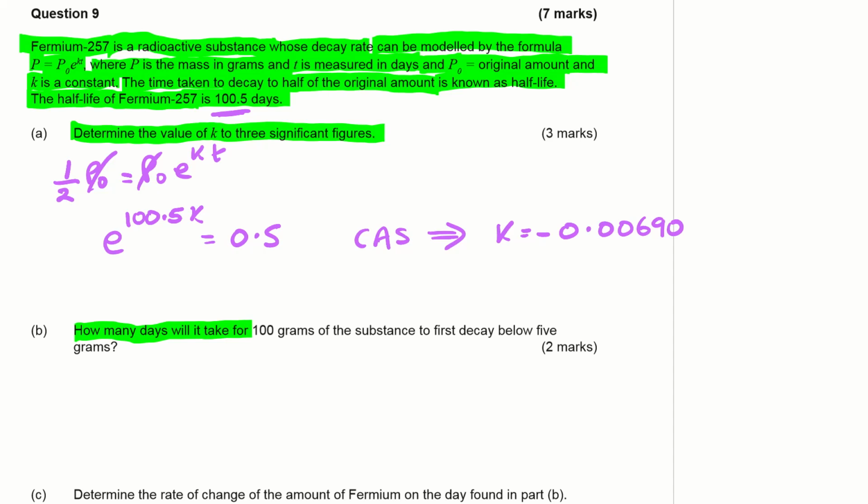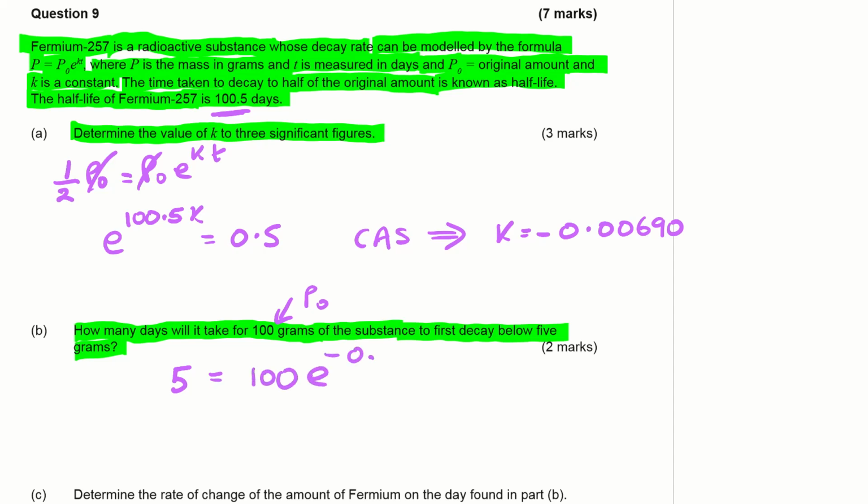How many days will it take for 100 grams of the substance to first decay below 5 grams? So they're giving us a P0 value here. So we're going to have 5 = 100 e^(-0.00690t). And again, we're going to solve that on the CAS. And that will give us t is approximately 434 days.